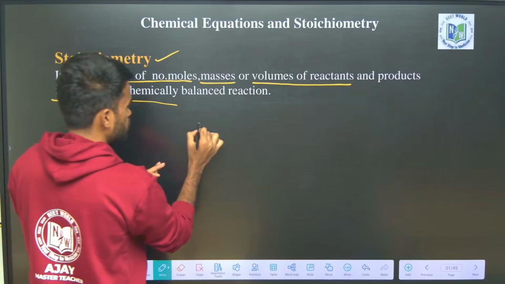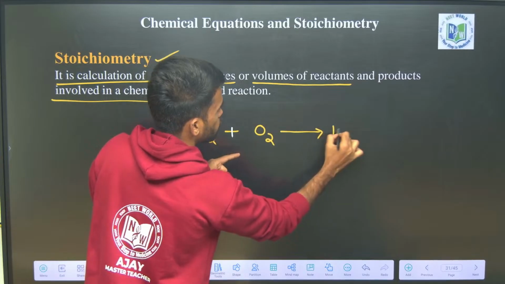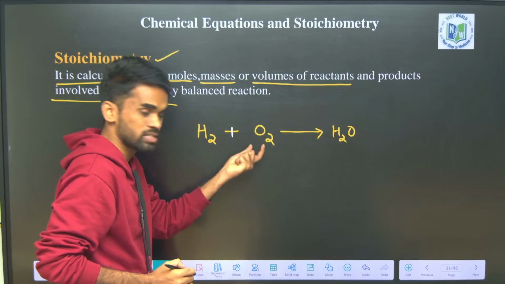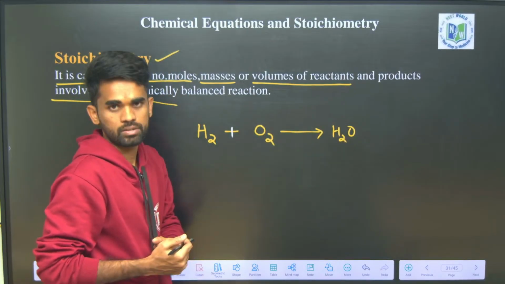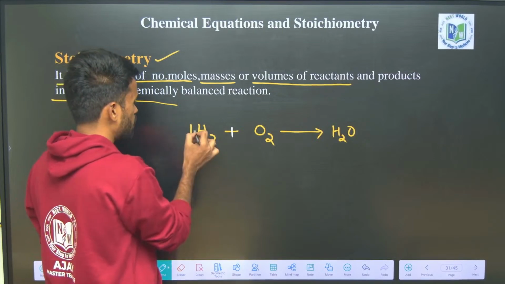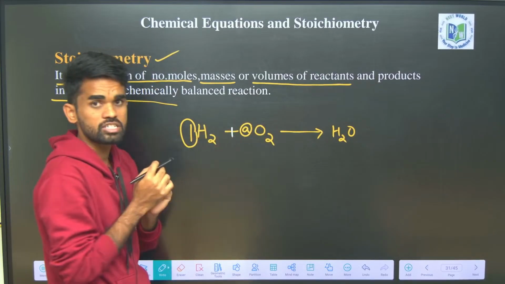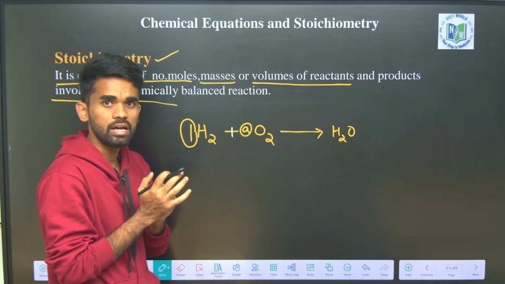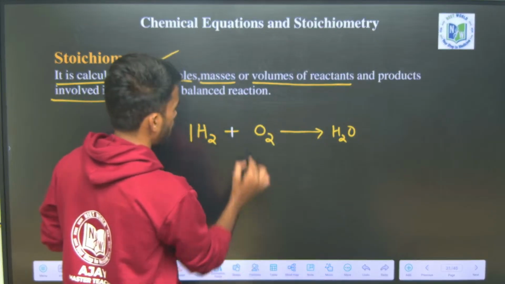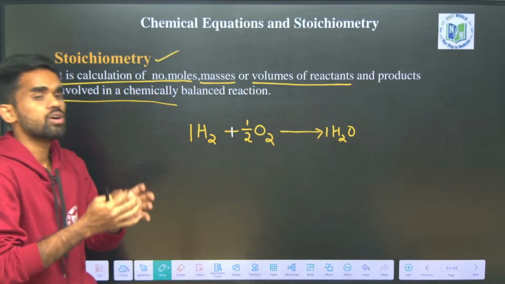So it means, for formation of water, H2 plus O2 gives rise to H2O if I write. So how many moles of H2 combined with oxygen to form water? For example, 1 mole of H2. Here, the number which I am indicating, the coefficient I am writing, that is called the stoichiometry coefficient of that particular species. So if I take 1 mole of H2 here, half mole of O2 will combine to form 1 mole of H2O. So how are we doing this?